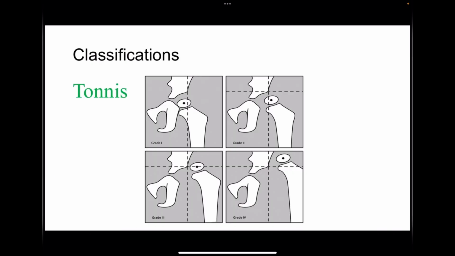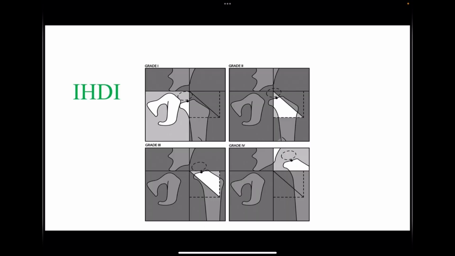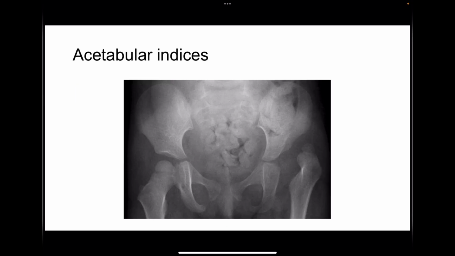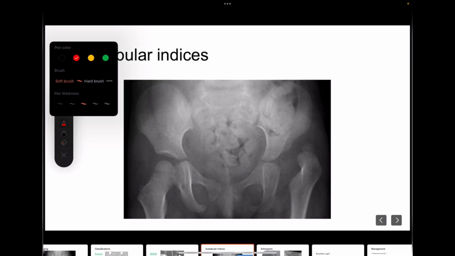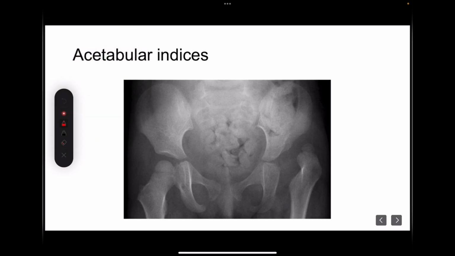There are certain classification systems which are defined in relation to developmental dysplasia of the hip. One is Tonnis classification and another is the International Hip Dysplasia Institute classification system. So these you should keep in mind.